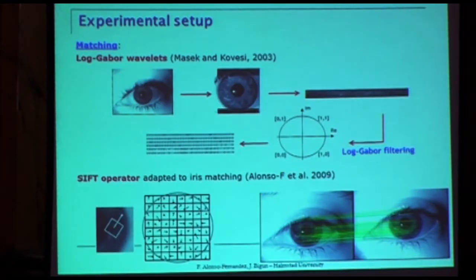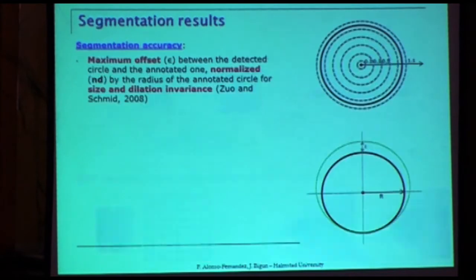We also do matching experiments using a log-Gabor wavelets matcher based on unwrapping the iris region to a rectangular shape, and then applying log-Gabor filtering and binary quantization. And we also use the SIFT operator adapted to work with iris images. So here it works directly on the iris image, it is not based on unwrapping. So directly here we detect SIFT points and do the matching between different images.